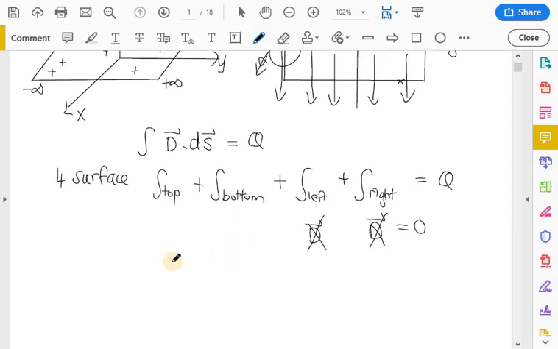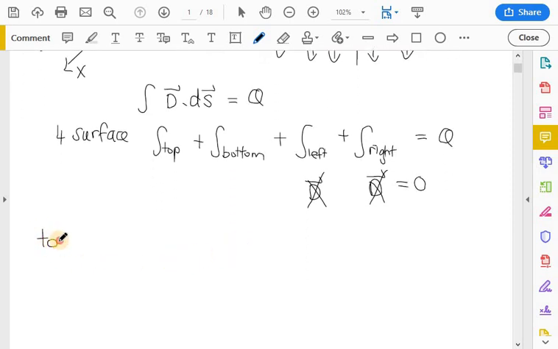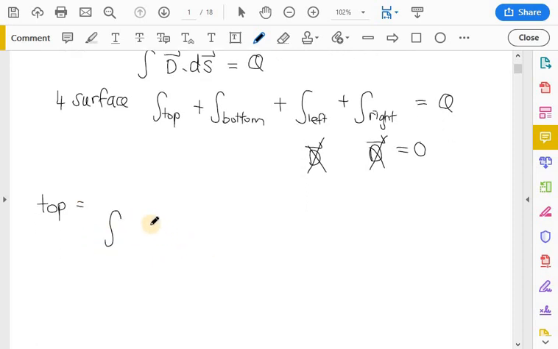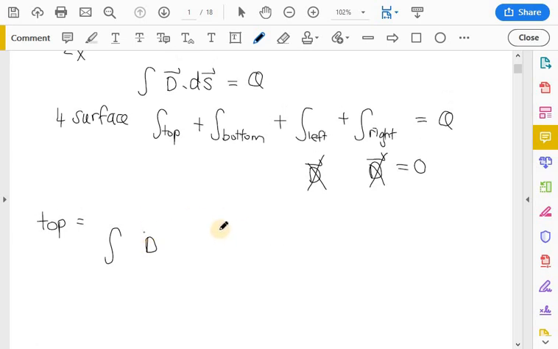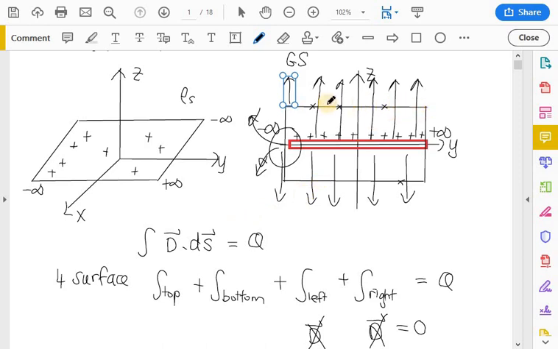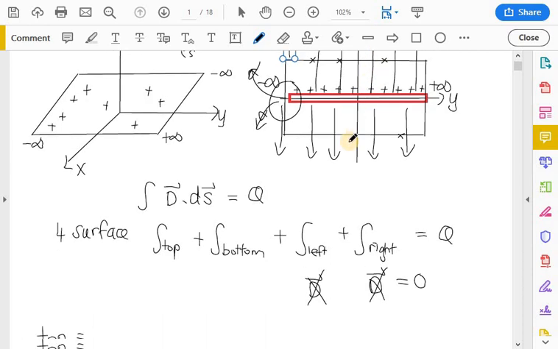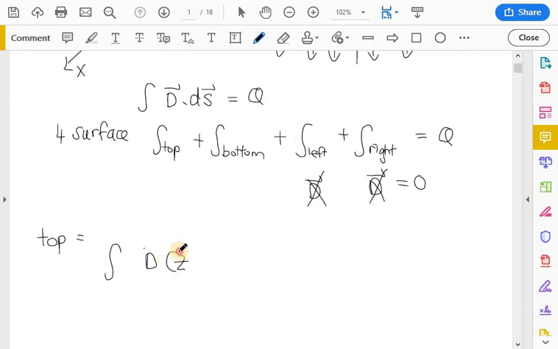You clear? We move on to the top first. For the top, we have D. We have to refer back to our Gaussian surface, the top Gaussian surface. Where is the direction of my electric flux density? Positive Z. So here you label the direction as Z. After that, you have a dot product with dS. So what dS do you want to have?